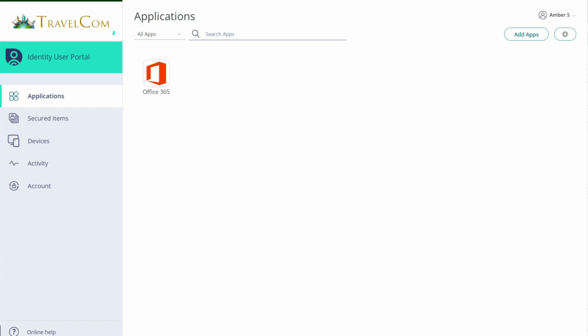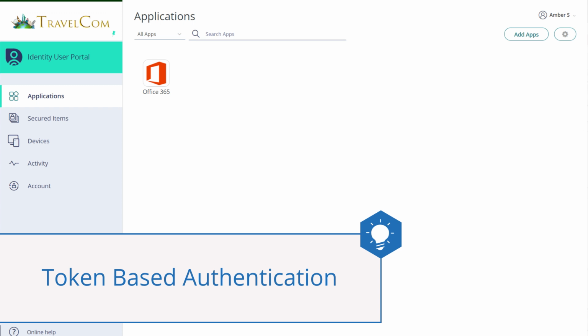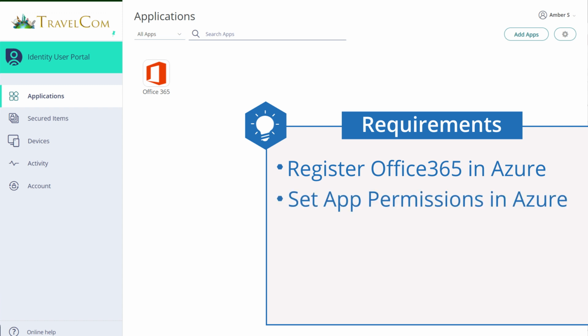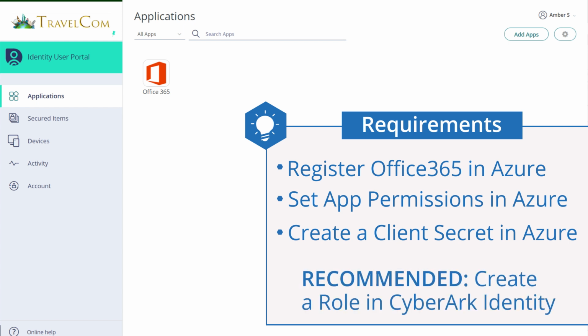There are a few prerequisites required before Office 365 can be provisioned. Microsoft requires token-based authentication for this provision. We need to register Office 365 in Azure, set the appropriate permissions, and create a client secret. It's also a best practice to create a specific role in CyberArk Identity for Office 365 users.